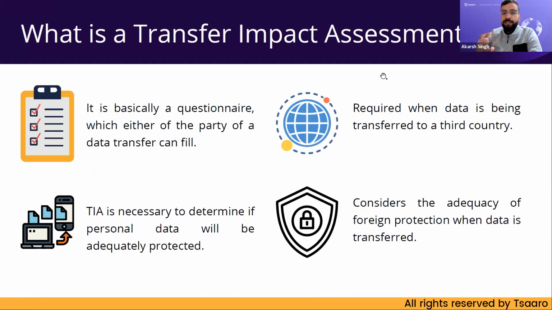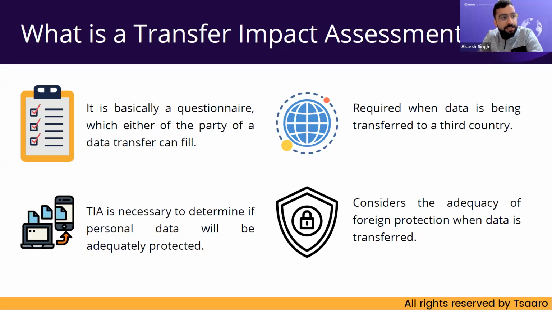So what is a TIA? The TIA is born as a terminology after the SCC, the Standard Contractual Clauses. International transfers were happening, and then Schrems I and Schrems II came in, so a lot of data transfers got stopped.